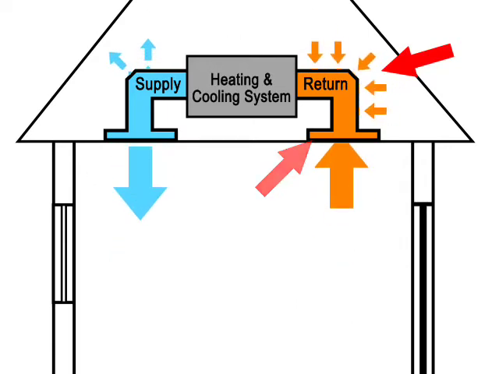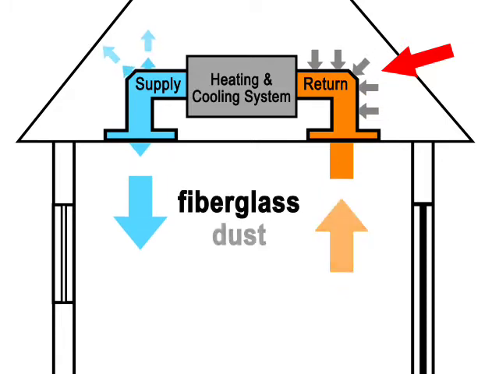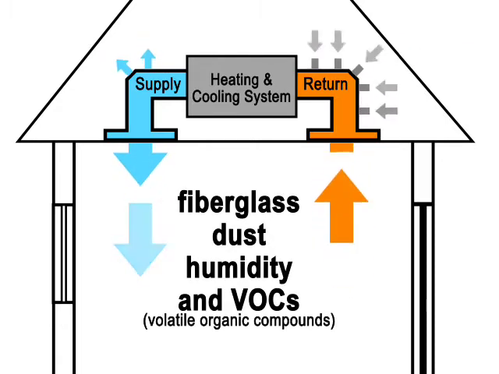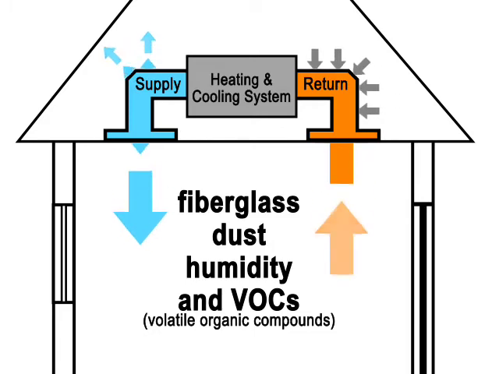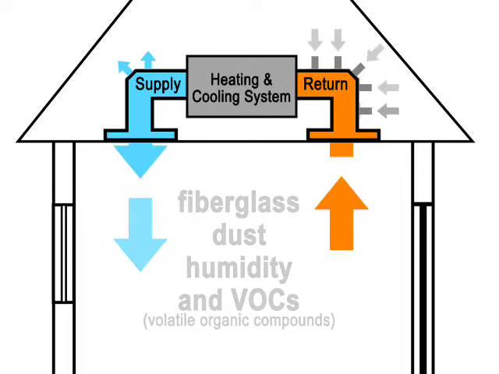When the return air pulls in air from the attic, it also pulls in contaminants from the attic, such as fiberglass, dust, humidity, and VOCs, or volatile organic compounds. It then distributes these contaminants throughout the home via the supply ductwork.